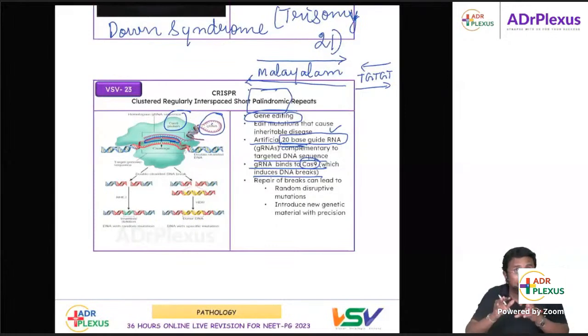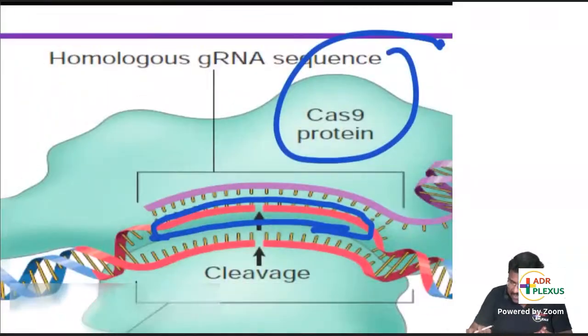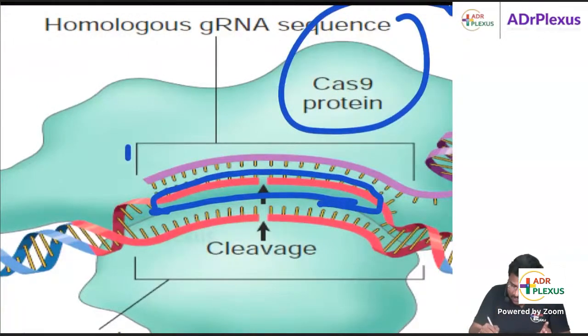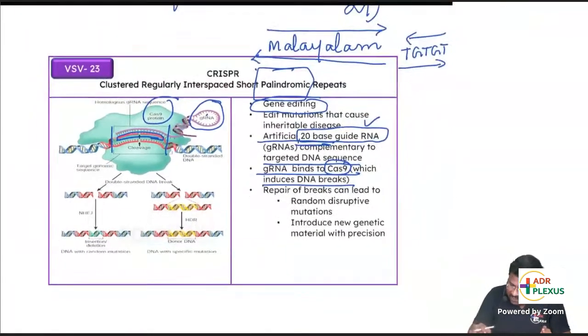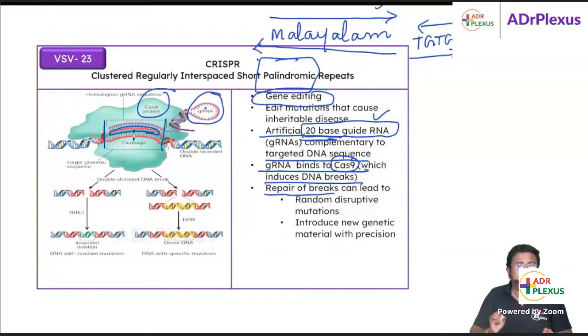But what will be happening? The Cas9 protein will induce a cleave. That is, it will be breaking this detected, mutated gene. So after Cas9 causes a DNA break, repair of the breaks will be done.